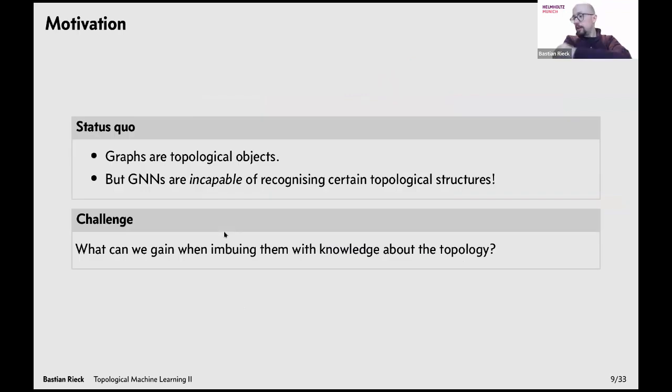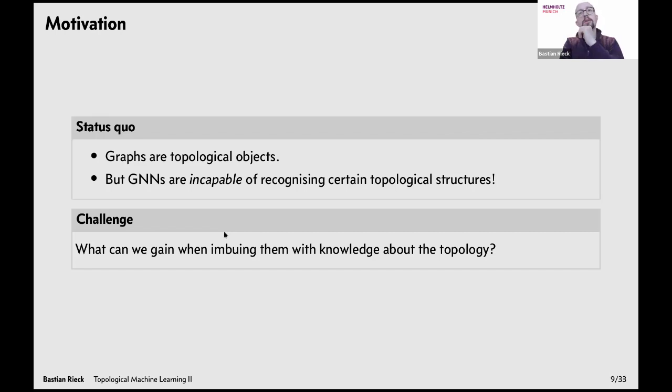So the motivation for this type of layer was really, really simple. And I think I alluded to this, or I hope I alluded to this, in the previous lecture. It was motivated by the insight that graphs are fundamentally topological objects, at least for me, but graph neural networks at the same time are also incapable of recognizing certain topological structures.